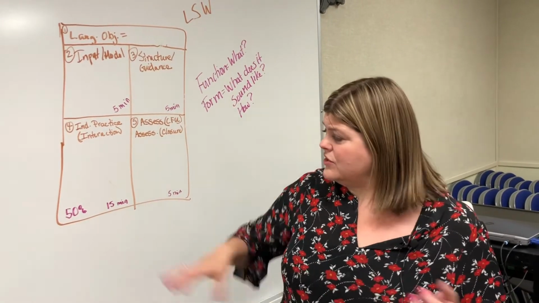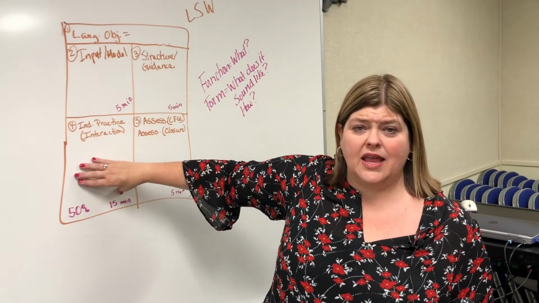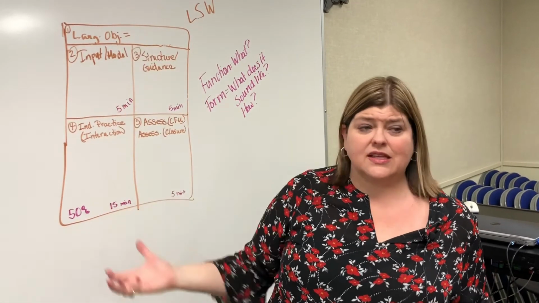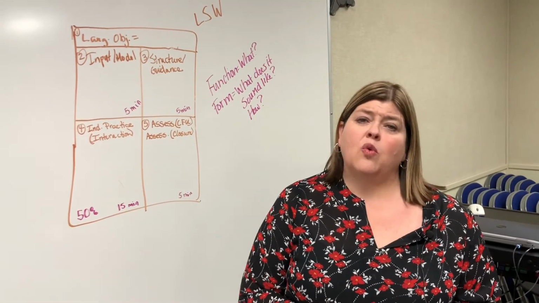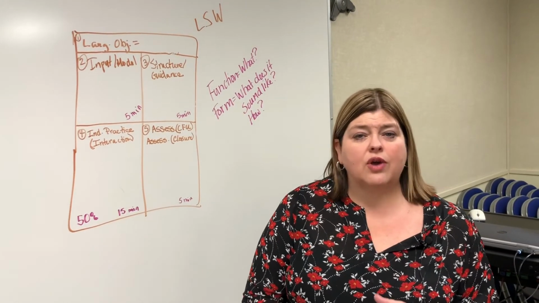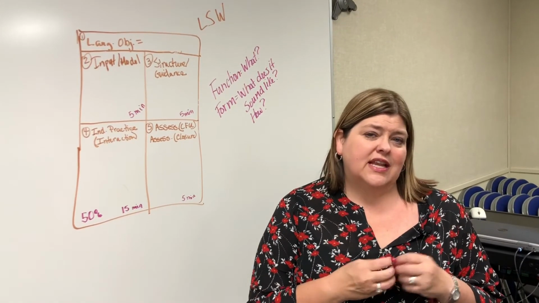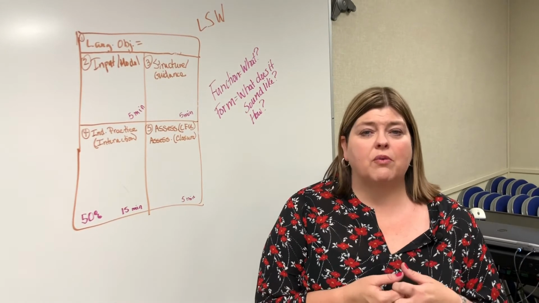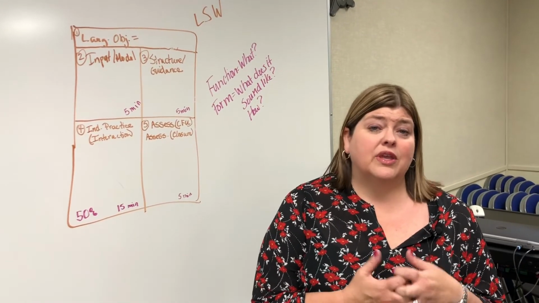So if we've got kids using language 50% of the time with a language objective that says location, we're going to be doing well, and we're going to get kids really using language. So don't get too caught up in the specificity of the function. It's really the form that we're after. What does it sound like when kids do it?